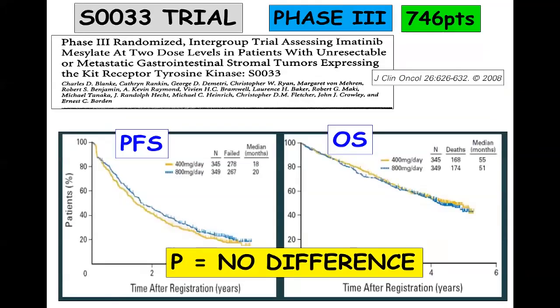Other trial, S0033 trial, phase 3 trial on 746 patients, comparing imatinib at 2 dose levels in resectable or metastatic GIST, published in JCO in 2008, with no difference between the 2 dose levels in terms of PFS or overall survival.